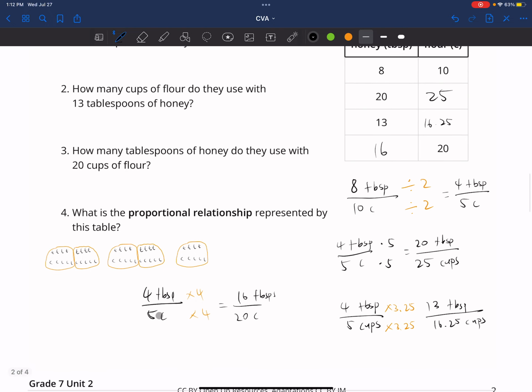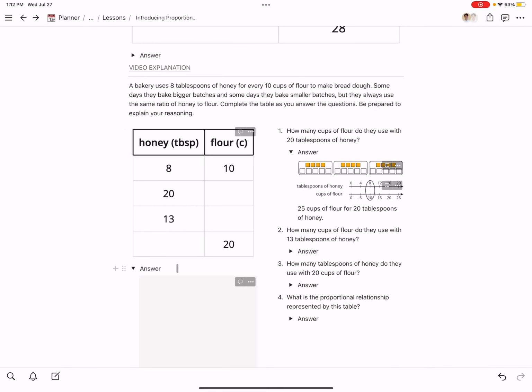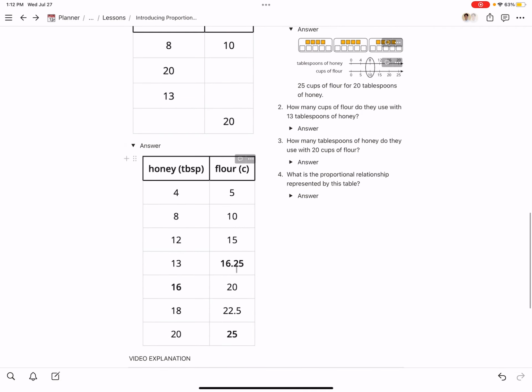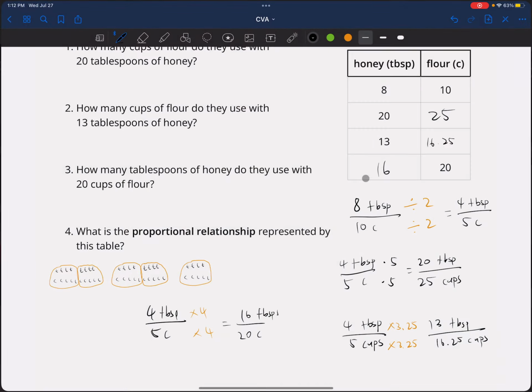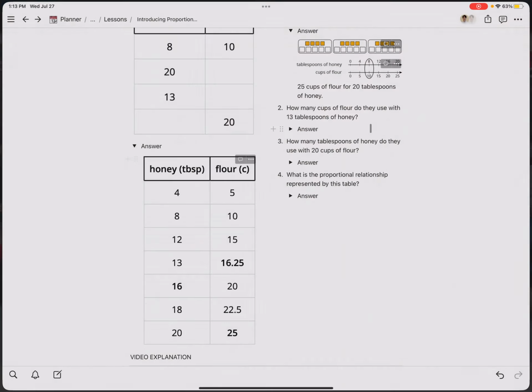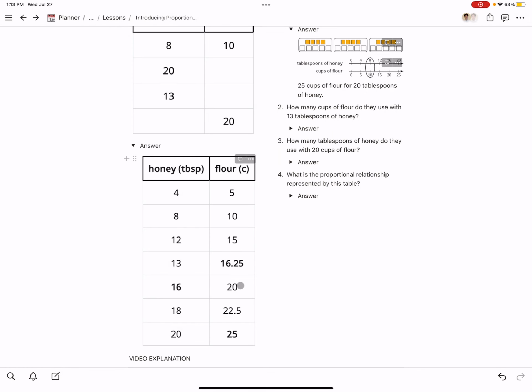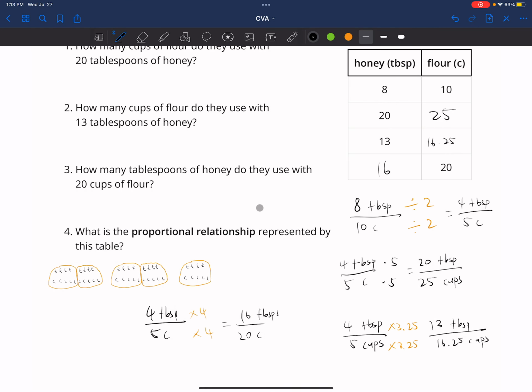Okay? So let's check our answer. Let's see if I did all of this correctly. I think they have more numbers here, but 13 is 16.25, okay? And then 20 is 25, and 16 is 20. Yep, got it all right.